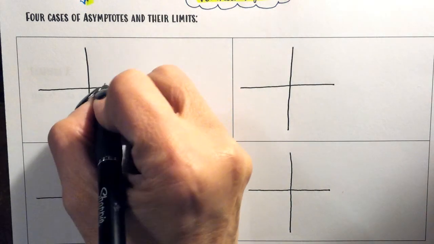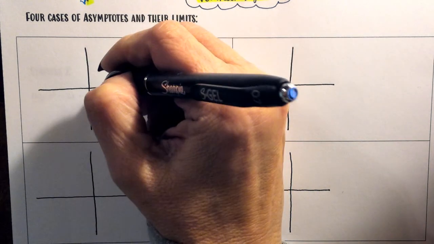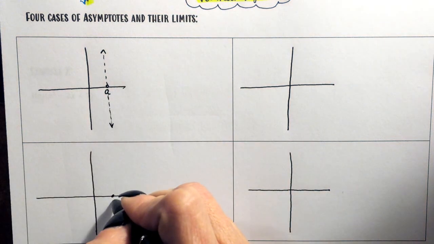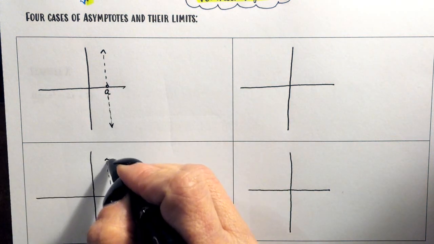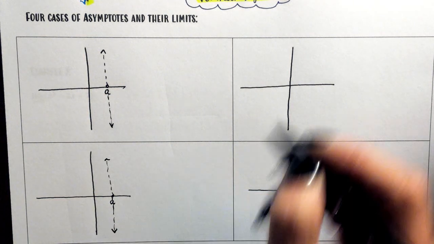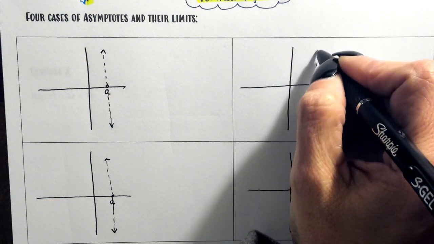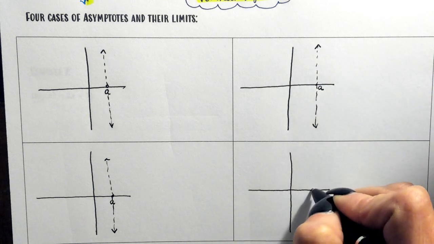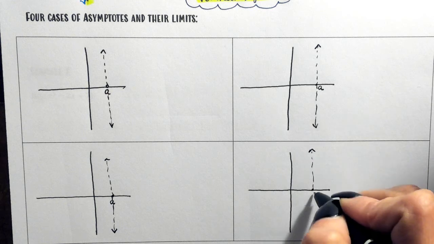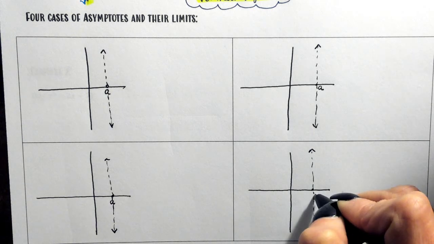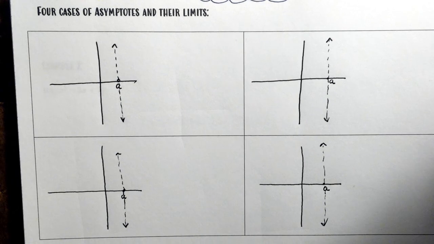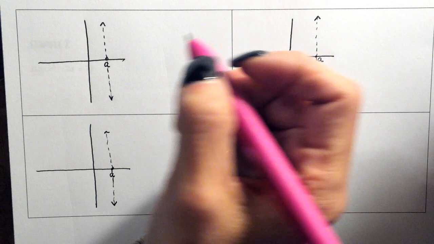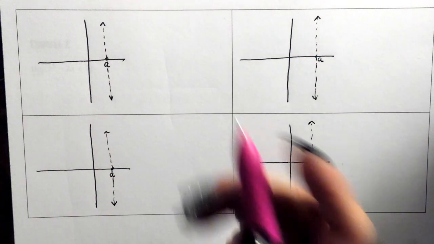So what I want to do is I want to say, I'm going to have an asymptote here at a. You're going to put that same asymptote on every single graph. So we're going to do a, and we're going to talk about the different ways that we could approach a. There are going to be four different ways of what could happen at a. Okay, so here's what could happen. Let me move that up a little bit.